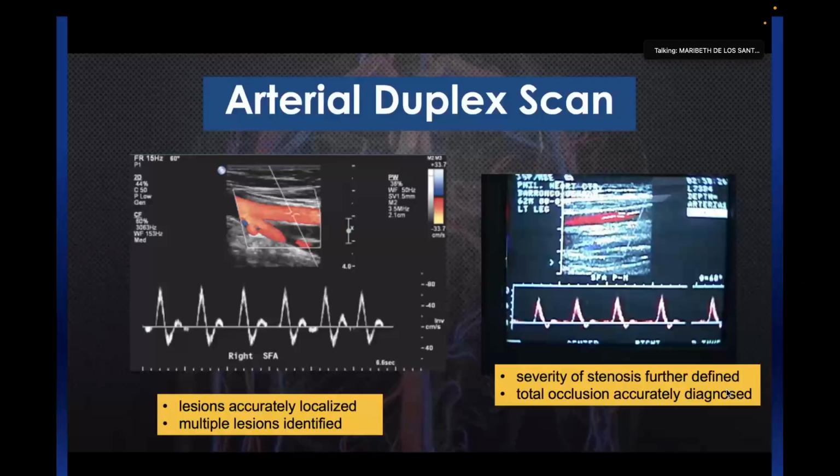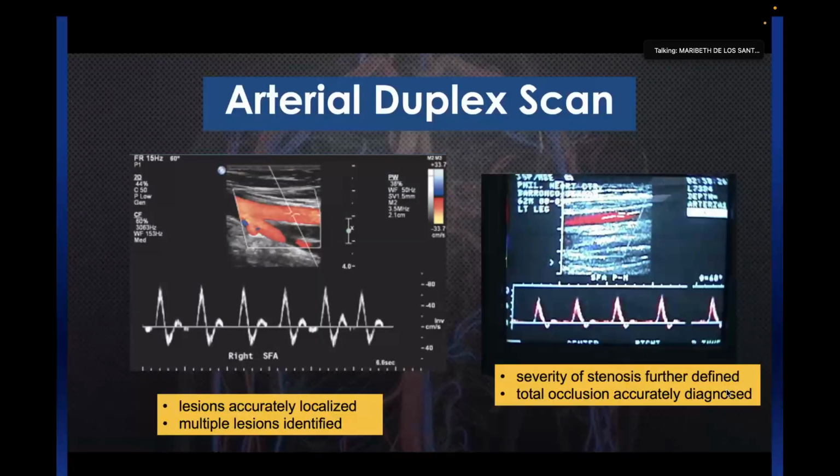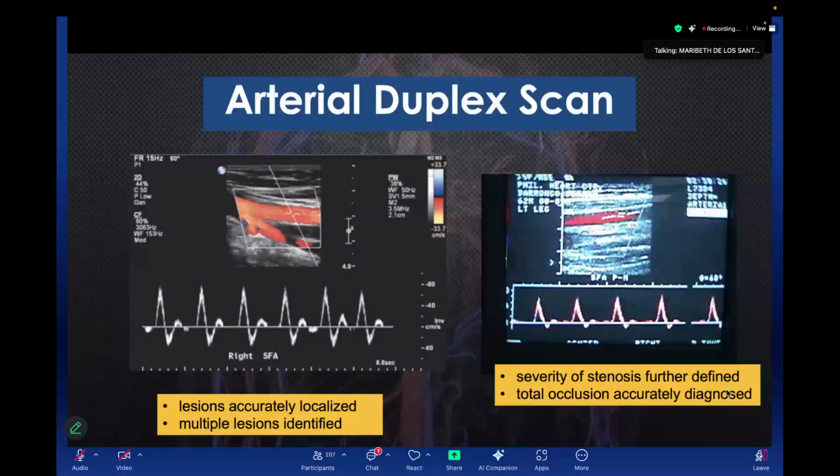Another diagnostic test that you can use, an imaging test, is the arterial duplex scan. It's actually an ultrasound, but it has a Doppler component, meaning to say you can measure the velocity of blood flow in that particular segment. And by measuring that, you get the peak systolic velocity. We can actually tell whether that stenosis is significant or not.